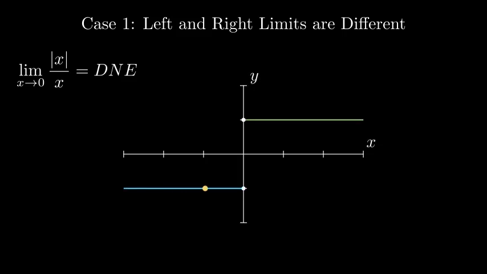Approaching 0 from the left, the function approaches -1. Approaching from the right, the function approaches +1. Because the left and right limits are not equal, the limit does not exist.